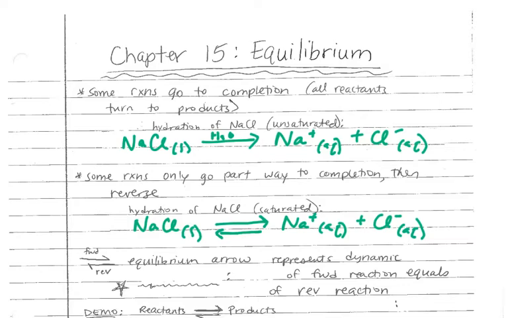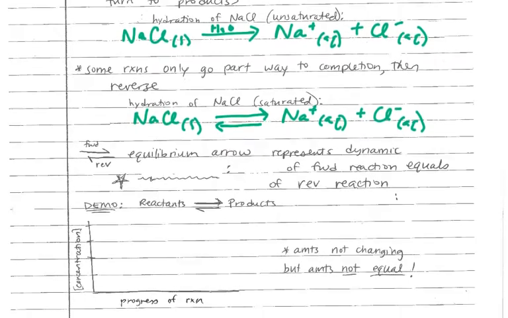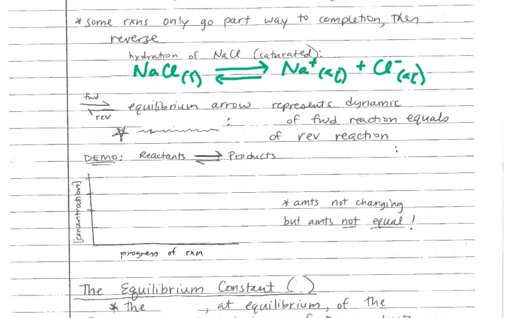It's going in both directions. The dissociation and the precipitation reactions are both occurring. And we talked about this in the chapter on solutions, that this is a dynamic equilibrium situation. So we represent equilibria with this reversible arrow. The arrow pointing to the right represents the forward reaction, and the arrow pointing to the left represents the reverse reaction. And this whole thing represents a dynamic equilibrium.